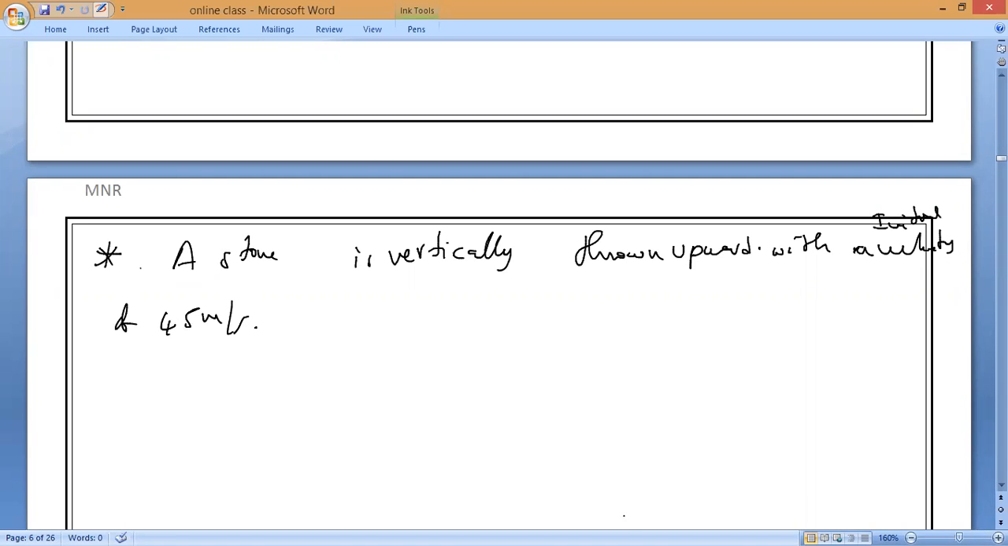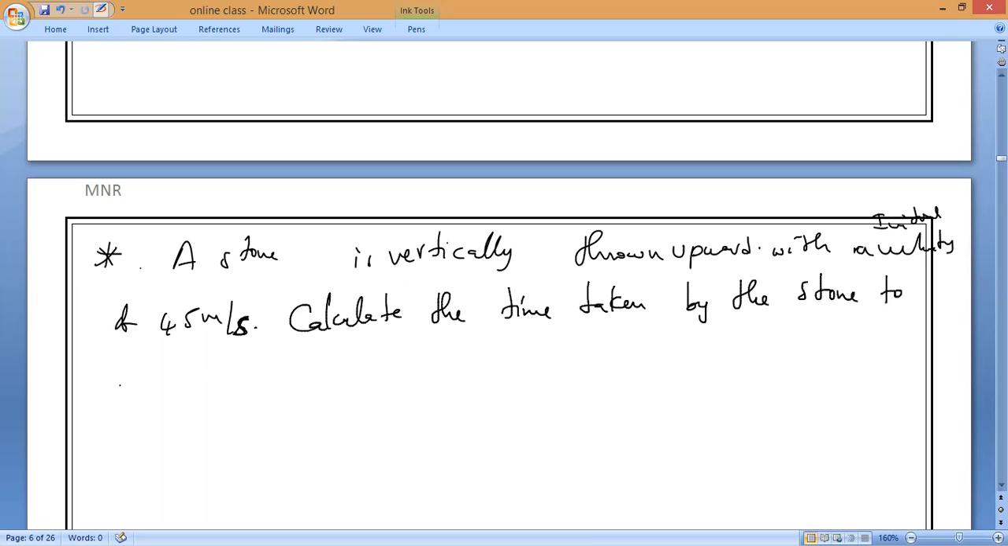Don't write -1, I already told you. The bar will come, but -1 is not needed and not at all allowed for you to write. Don't write it. 45 meter per second. Calculate the time taken by the stone to reach maximum height.